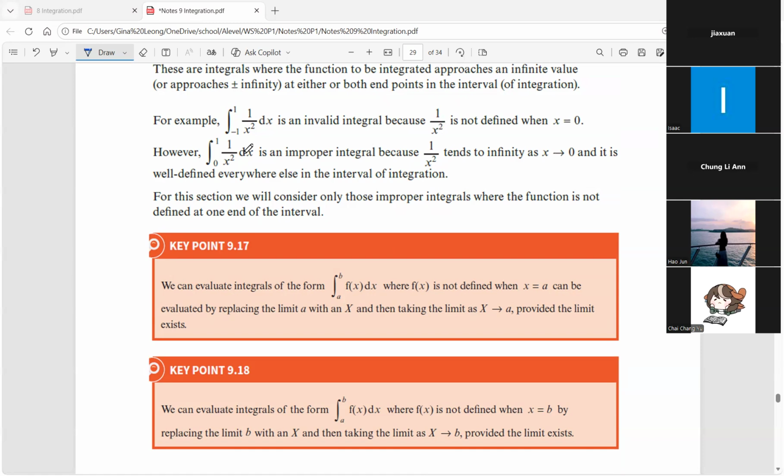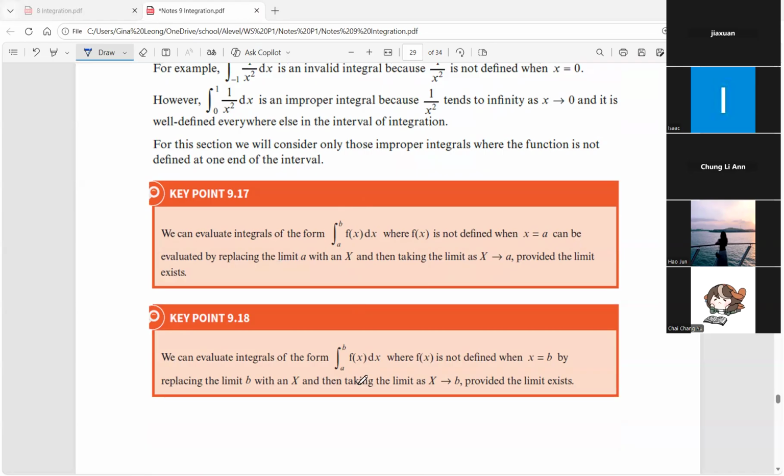Always remember, when we want to evaluate the integration of f(x), where f(x) is not defined when x equals a, it can be evaluated by replacing the limit a with an x, where this x value approaches a, when you have the limit value. If you don't understand the key point, you need to go through the example.